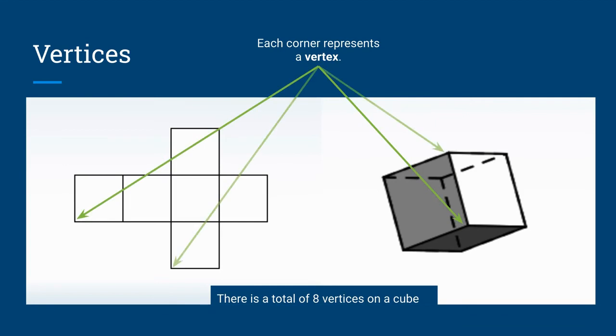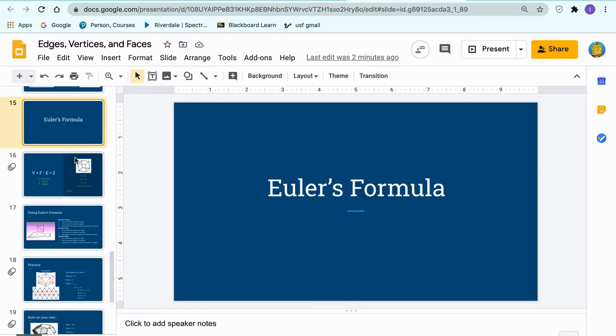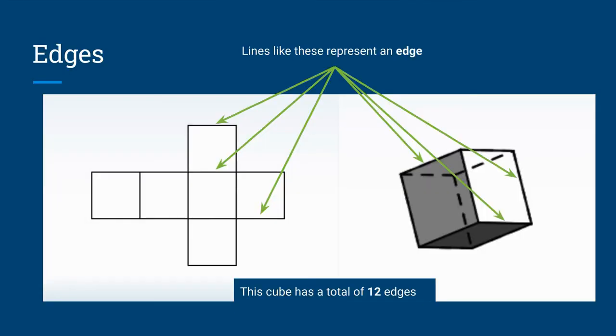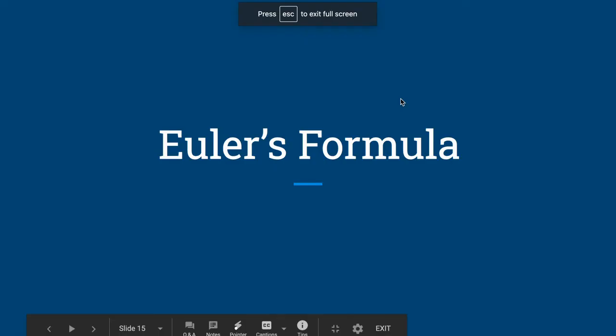Next, we have the vertex. Each corner on a 3D shape or model represents a vertex, and as shown, there are a total of 8 vertices on a cube. Finally, we have edges. Edges are the lines in between two vertices on a 3D model or a diagram using a net, and a cube has a total of 12 edges.